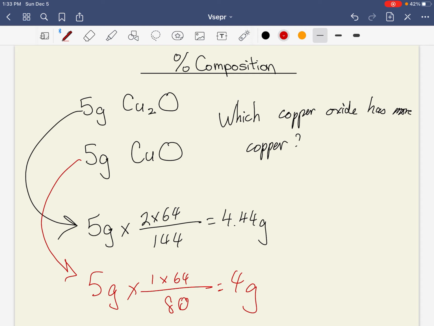So 5 grams of copper 1 oxide, 4.44 grams of it belongs to copper. 5 grams of copper 2 oxide, 4 grams of it belongs to copper. The writing is on the wall. It's big on the wall. Copper 1 oxide gives you more copper. So, hey, that's the power of percent composition. It allows you to make decisions, for example if you're a miner. What do you want to mine?